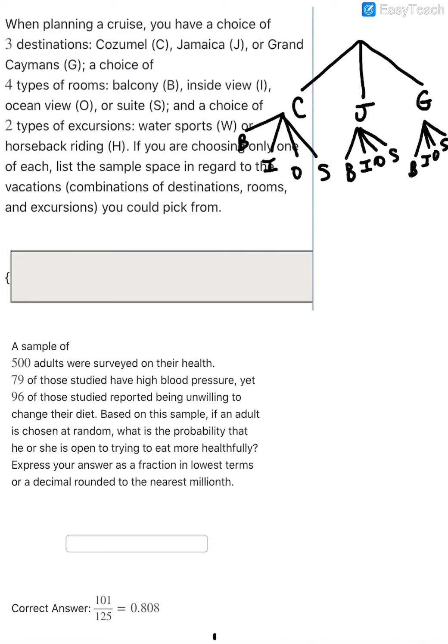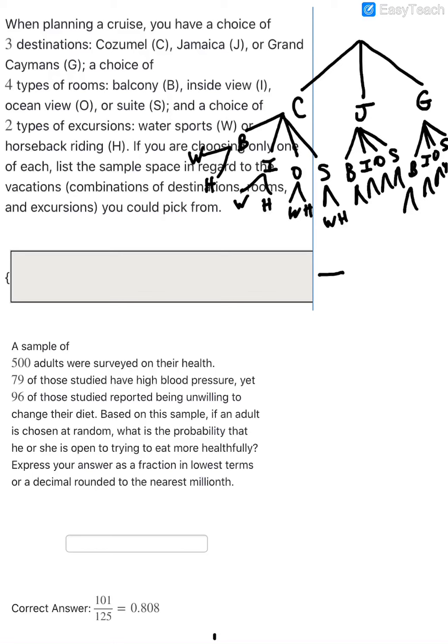And then finally, there are 2 types of excursions. So you have water sports or horseback riding. So you would have water sports or horseback riding, and that would be off of each of all of those, depending on which destination you chose, which type of room, and then of course, I'm not going to label all those, but you can see the point.